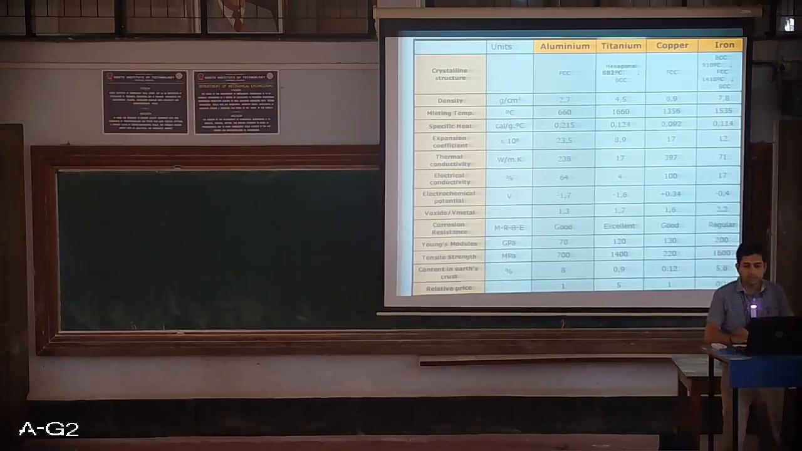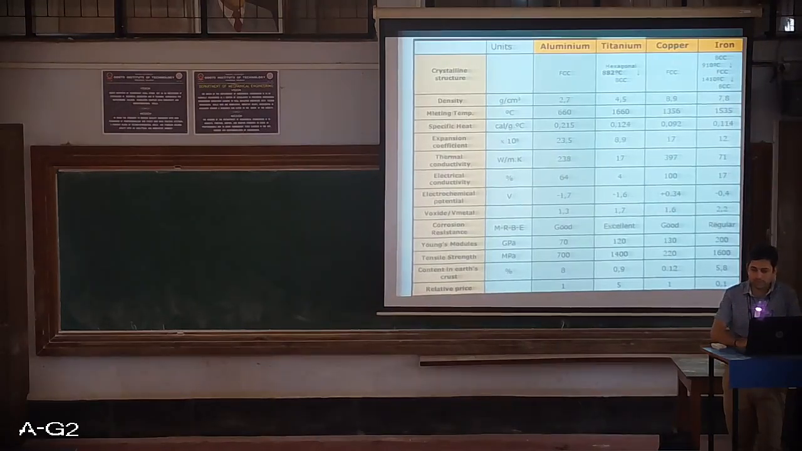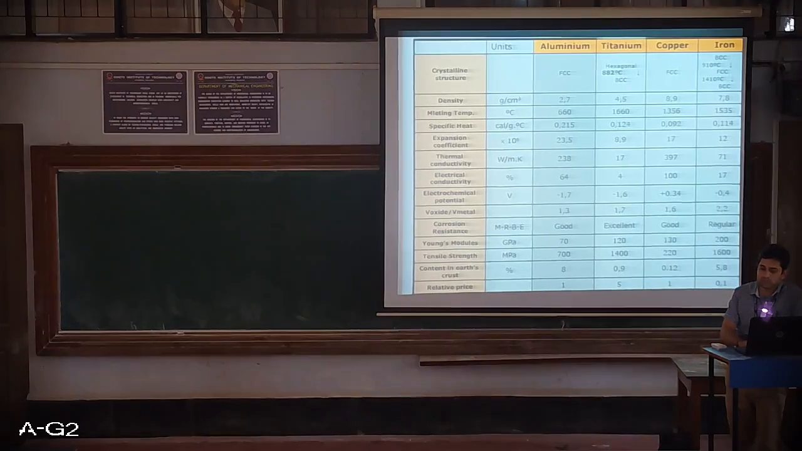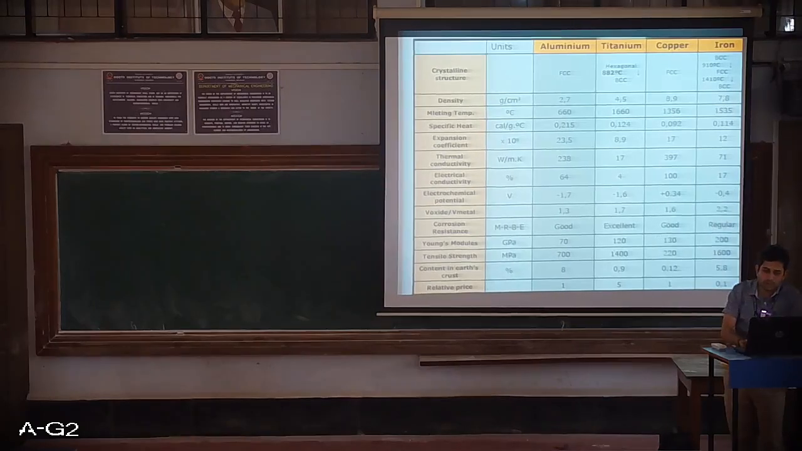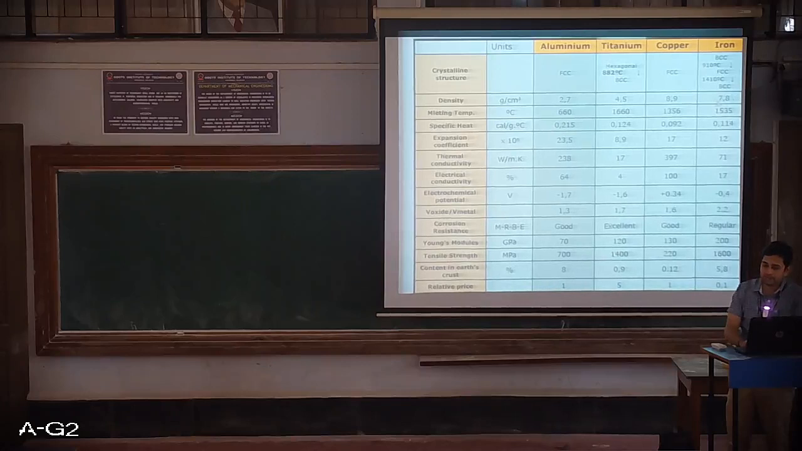You can see that at room temperature, iron will show BCC structure, and then it shows FCC structure, and again the structure comes down to BCC structure. This is what has been depicted over there. Similarly, the density of the different types of metals is mentioned. For aluminum it is 2.7, titanium it is 4.5, copper is 8.9, and iron's is 7.8.